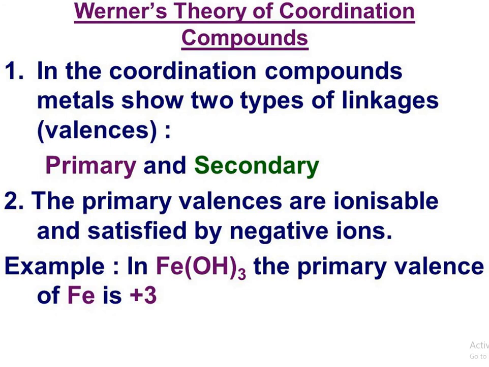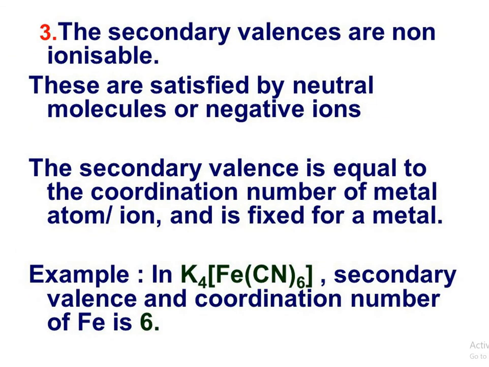The primary valencies are ionizable and are satisfied by negative ions. For example, in Fe(OH)3, the primary valency of iron is +3. The secondary valencies are non-ionizable. These are satisfied by neutral molecules or negative ions. The secondary valence is equal to the coordination number of the metal atom or ion and is always fixed for a metal. For example, in K4[Fe(CN)6], the secondary valence and coordination number of iron is 6 because 6 cyanide ions are attached to iron, and it is in a square bracket.